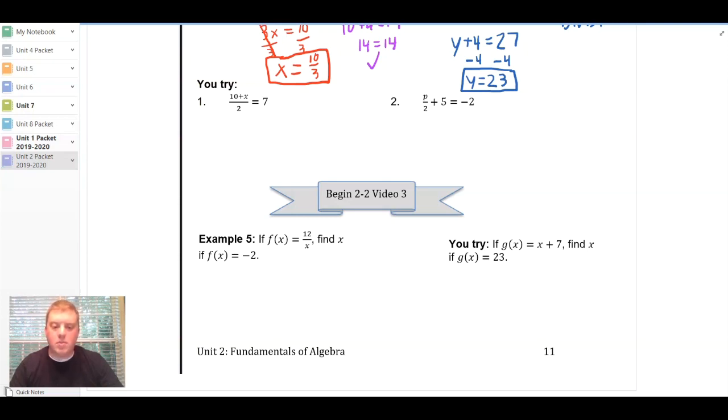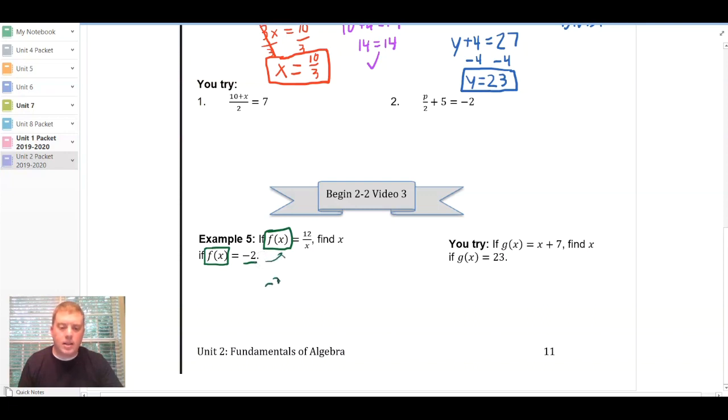If f of x is equal to 12 divided by x, we want to find x if f of x is equal to negative 2. So f of x, we are told, is equal to negative 2. And if you'll notice, back in the example where we have the rest of the equation, we have an f of x right here. Now, we are told what f of x is. We're told that it's negative 2. So what we can do is substitute that negative 2 in for the f of x, since we know that those are equal to each other.